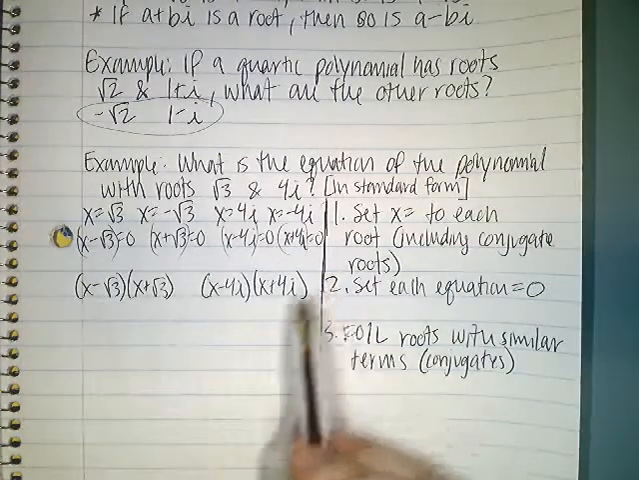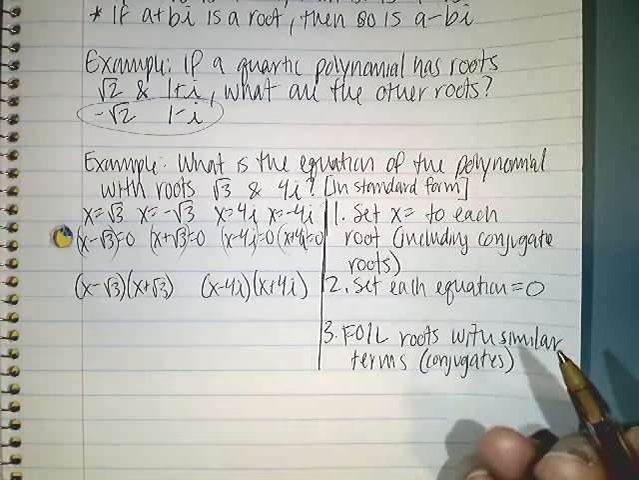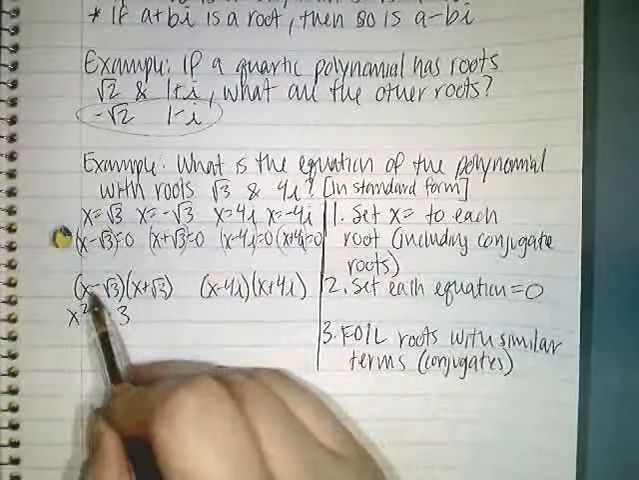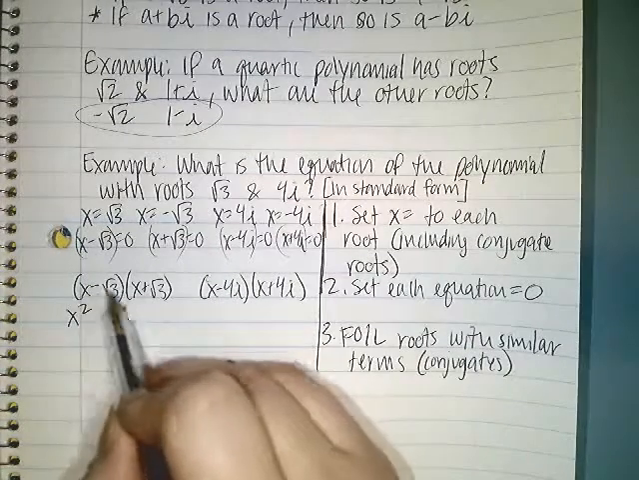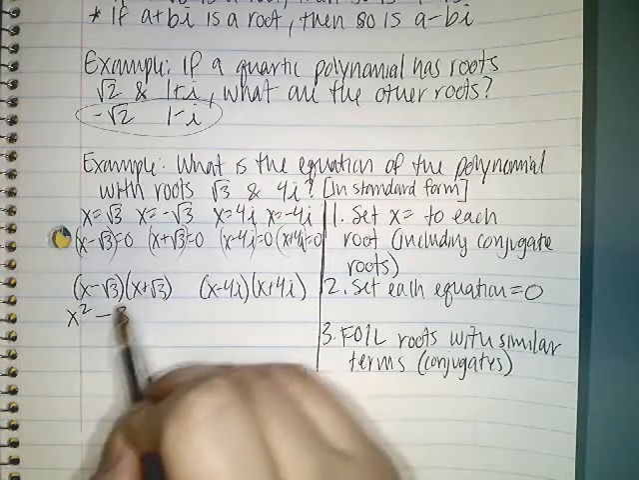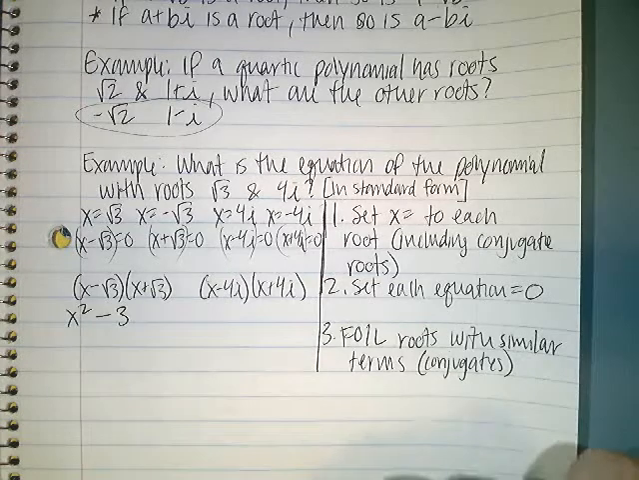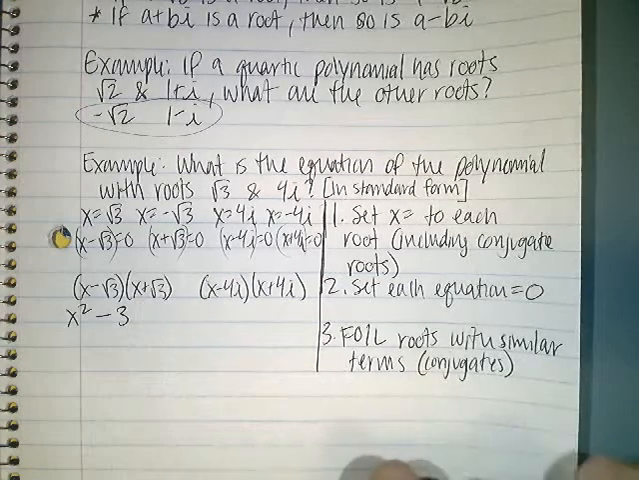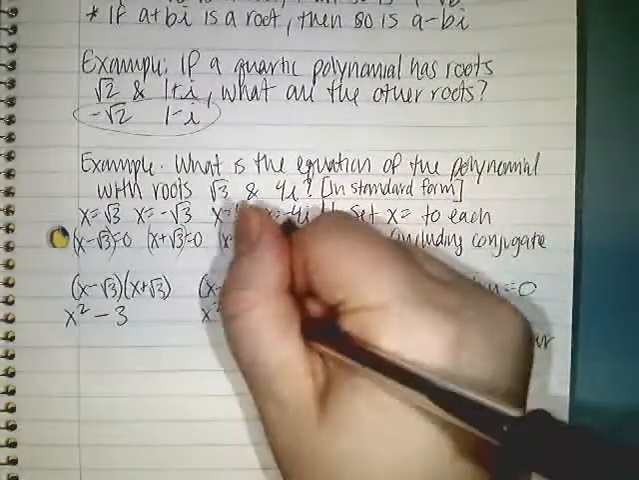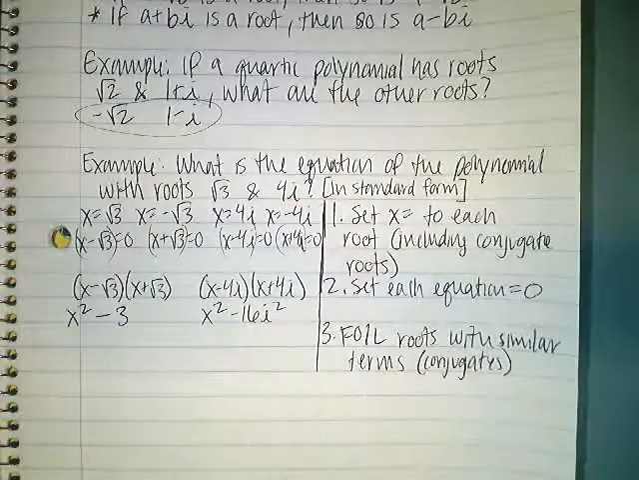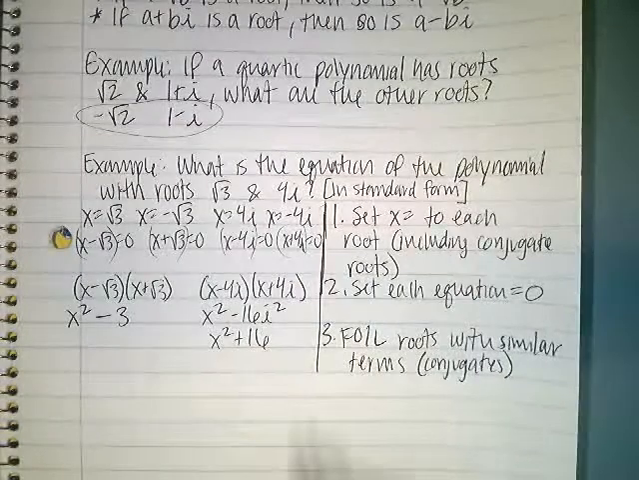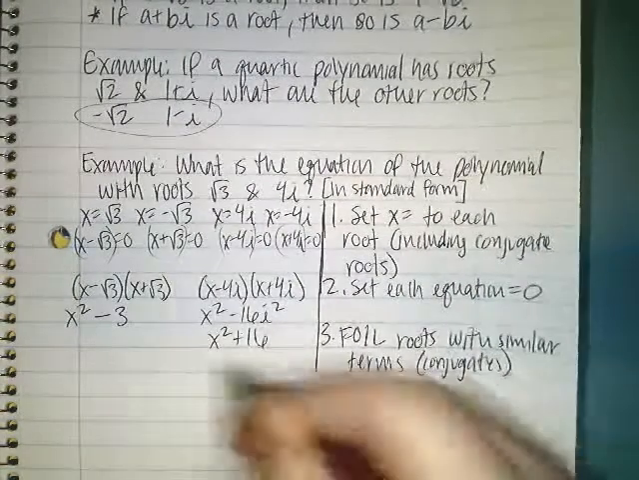So because I'm multiplying conjugates, I can use my difference of squares rule, and I can just skip to writing x squared minus 3 because the middle terms are going to cancel when I do x squared minus root 3 times root 3, which is just 3. So if you recognize that shortcut, great. If not, you can go through the steps of actually FOILing that out and seeing how that comes out. Similarly, you can get to x squared minus 16i squared, and then I replace i squared with negative 1, and I get x squared plus 16.